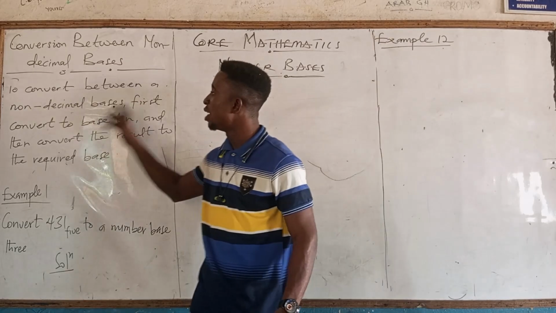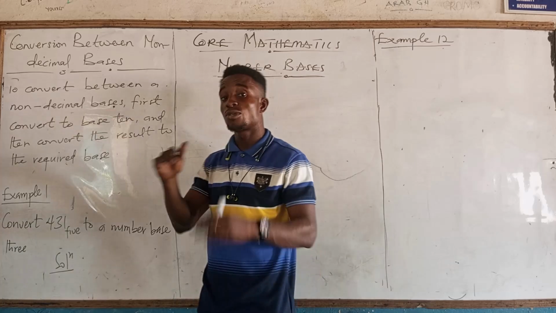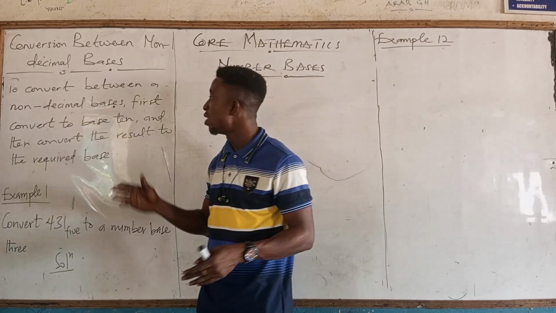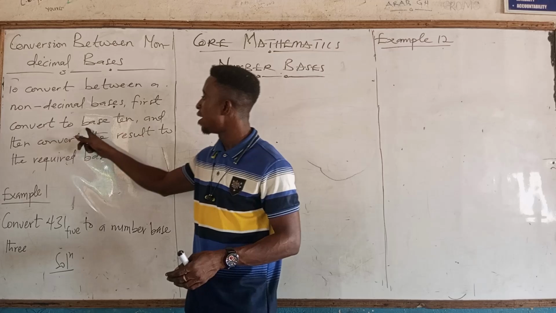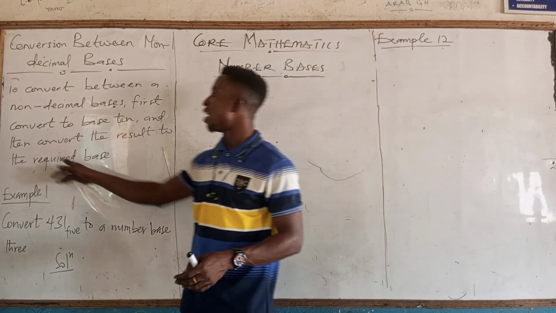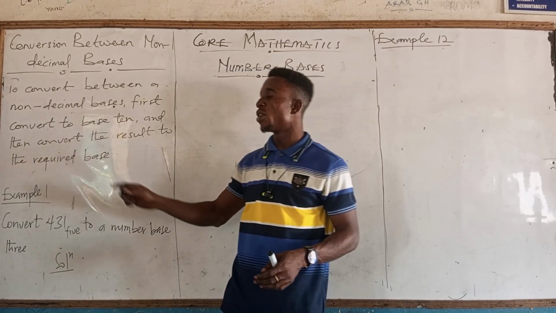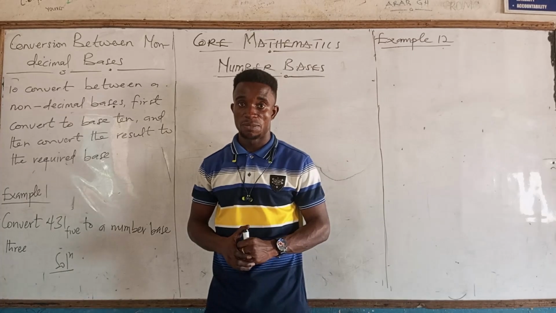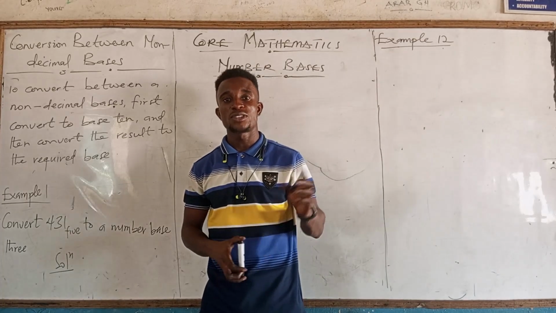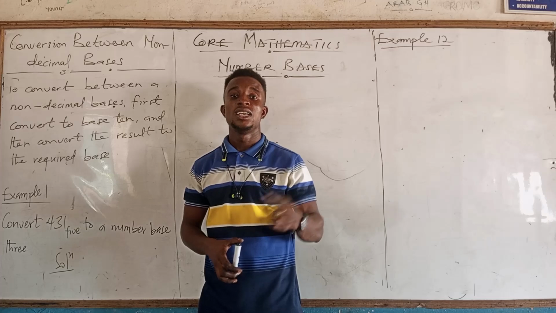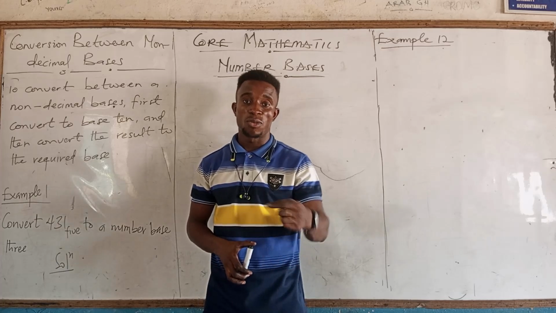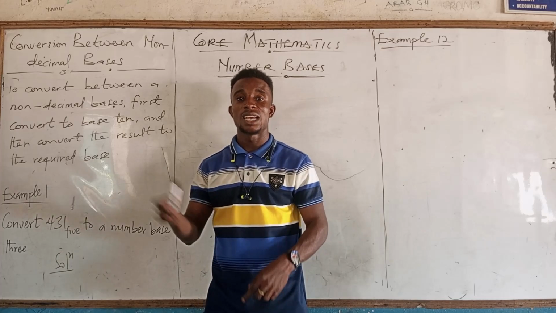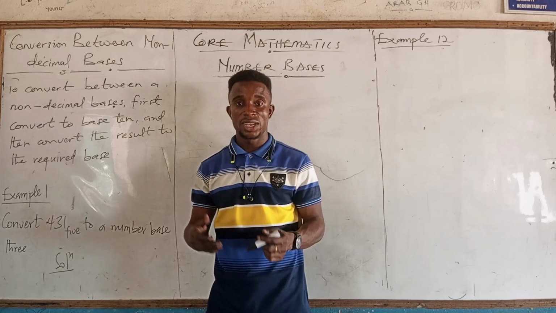To convert between non-decimal bases, that is, between other bases, what do we do? First, convert to base 10 and then convert the result to the required base. So we are first going to convert to base 10, then we convert the base 10 to the other base they are talking about. Please, are we getting that?